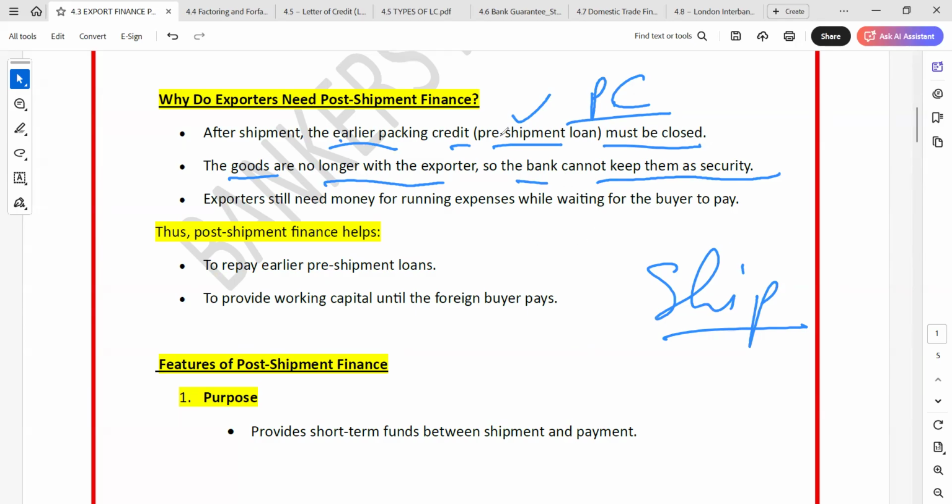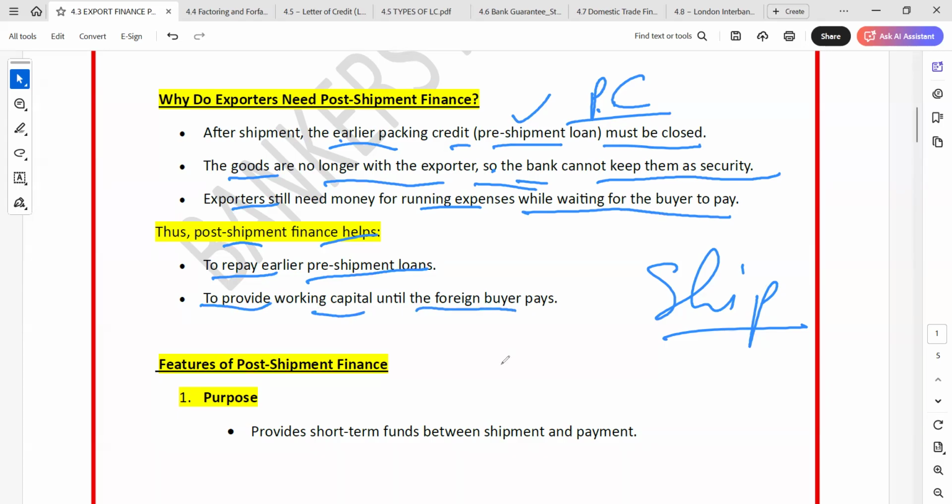And now that material is no more there because it has left the country. So it is important for the bank to close the pre-shipment credit, that is packing credit. But the exporter still needs money for expenses while waiting for the buyer to pay. For this purpose, post-shipment finance helps them repay their earlier pre-shipment loan and provides working capital until the foreign buyer pays.